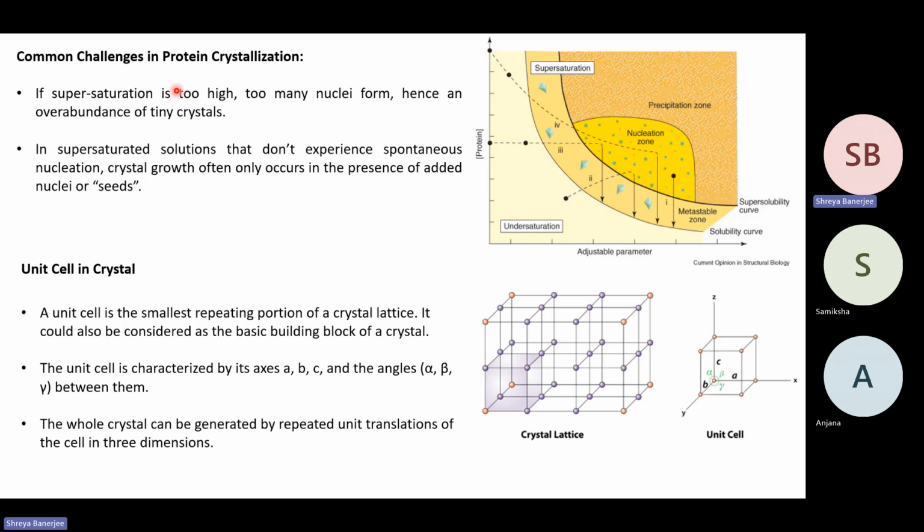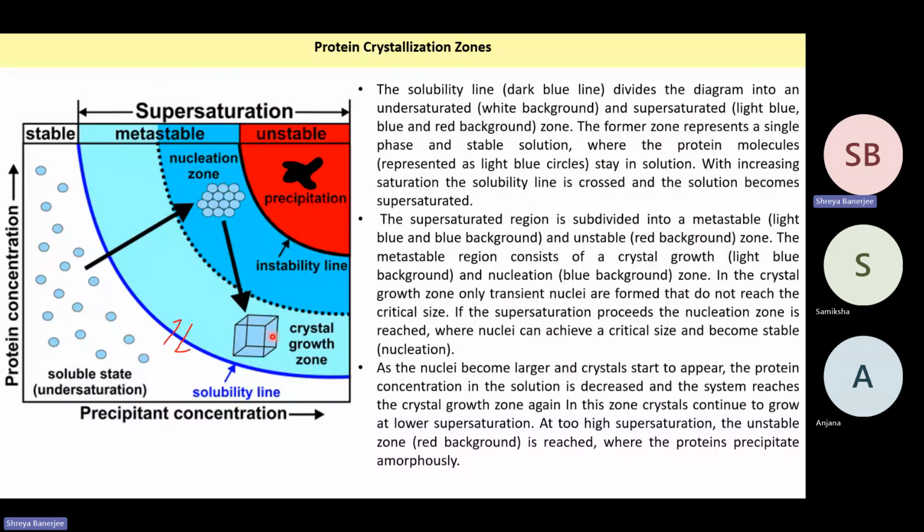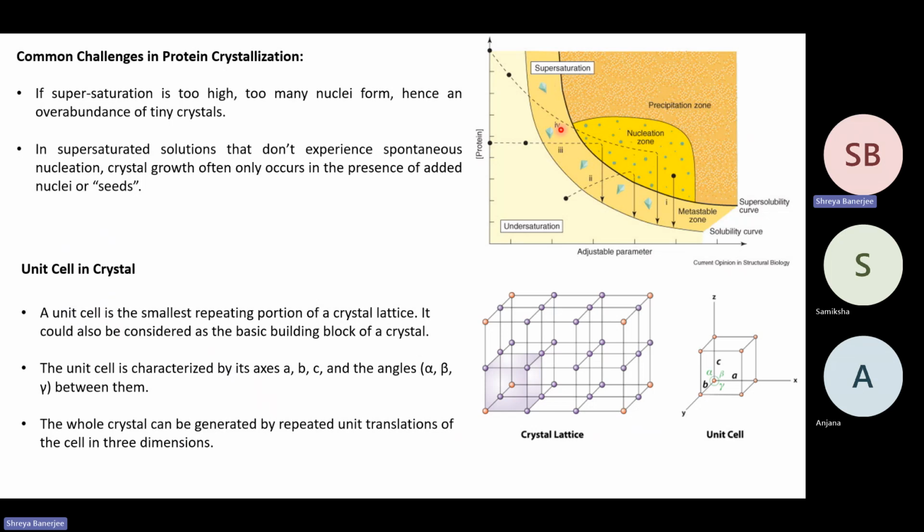So there are some challenges involved in protein crystallization. One is that if the saturation is too much, too many nuclei form. So suppose you have one nucleus and that is growing into one big ordered crystal. That is ideal for X-ray crystallography. But suppose you have many tiny nuclei forming. Then I discussed before also that size of nucleus is an important factor. So this is not a very ideal situation. So sometimes that is one problem that happens.